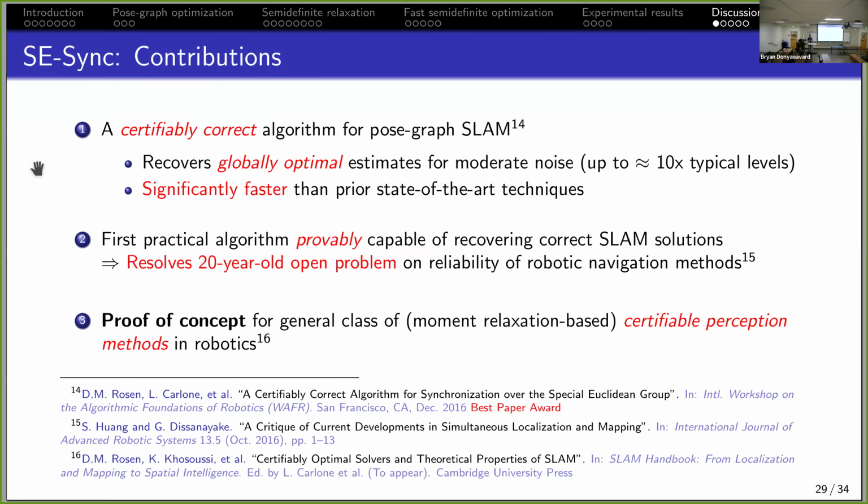But to me, the real significance of this work is that SESync was really the prototypical example that showed that the idea of doing certifiable estimation by means of solving large-scale polynomial optimization problems globally is not just total science fiction. It's not a proposal akin to building a time machine, right? You can actually take these approaches and make them work with time and compute that is operationally relevant for real-time robotics applications on lightweight mobile robotic platforms. And so to me, this is really a proof of concept for a general class of moment relaxation-based certifiable perception methods that is much more general than just this particular problem.